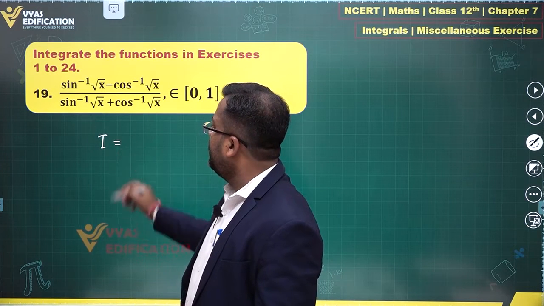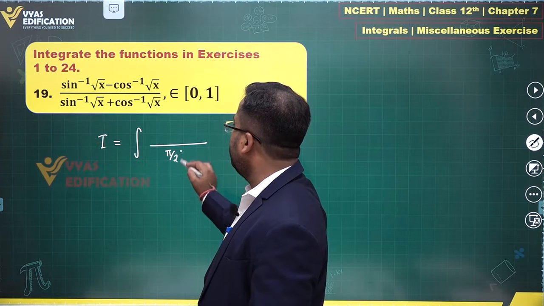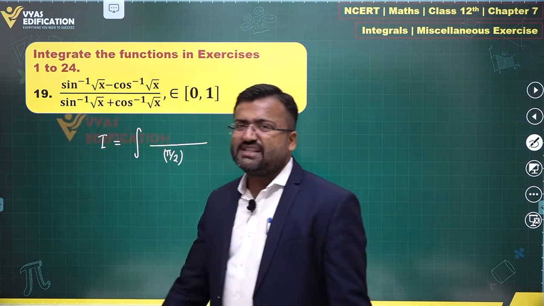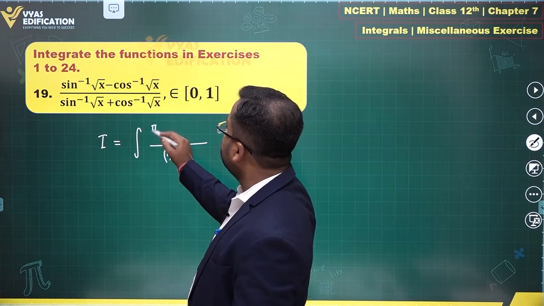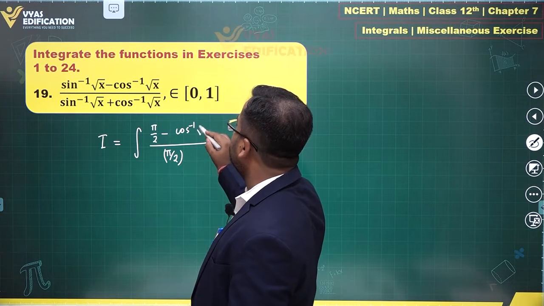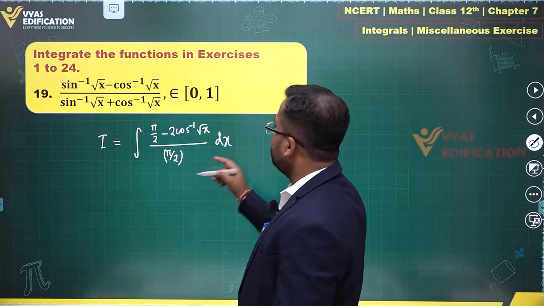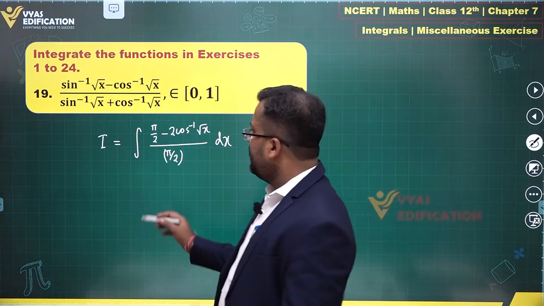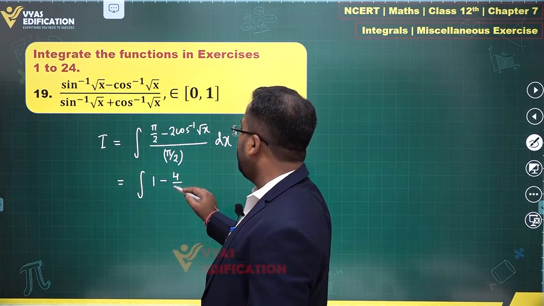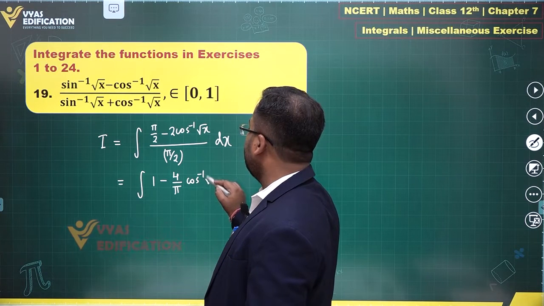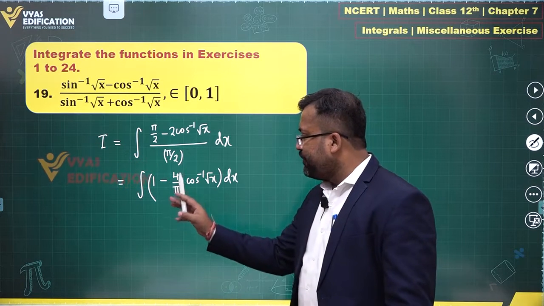So I is equal to, in the denominator, pi by 2. Do you see that this sin inverse root x, I can also write as pi by 2 minus cos inverse root x. So this becomes pi by 2 minus cos inverse root x minus another cos inverse root x, dx. This is what we are looking to integrate. Let's divide these to get 1 minus 2 upon pi by 2, which is 4 upon pi, cos inverse root x dx. So 1 is easy, 4 by pi is not an issue.